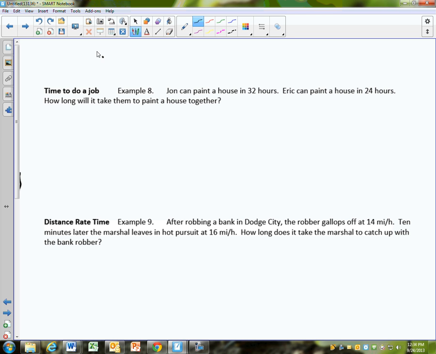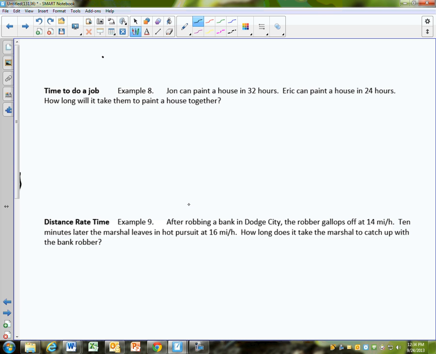Yeah, it should be less time. I mean, if Eric can do it in 24, why would it take him twice as long as if he had help? Here's another thing that people might do. They might add them together and divide by 2. No, not that you would, but somebody might. And if you add them together and divide by 2, you get 28. Well, 28's absurd as well. Why?